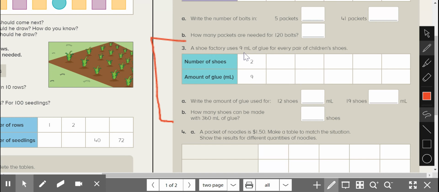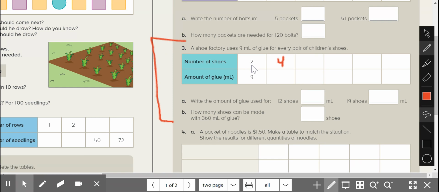A shoe factory uses 9 milliliters of glue for every pair of children's shoes. So for 2 shoes, 9 milliliters of glue is used. If we were to increase this, we would have to figure out how we get from 2 shoes to 9. Well, we have a couple of ways that we can choose to do this.